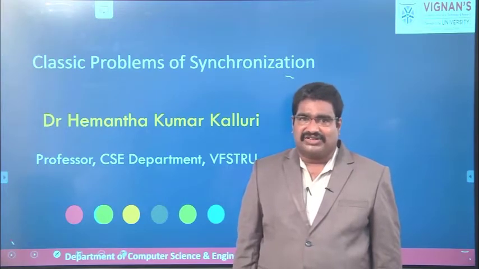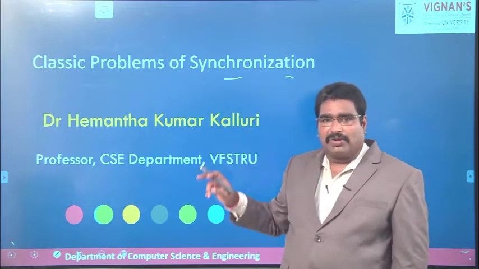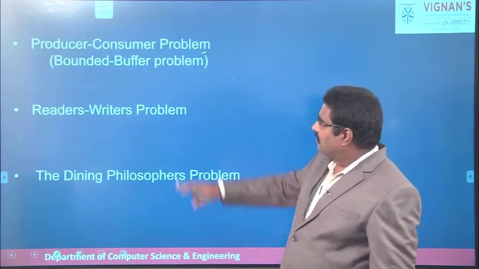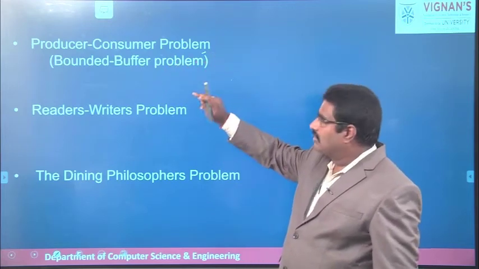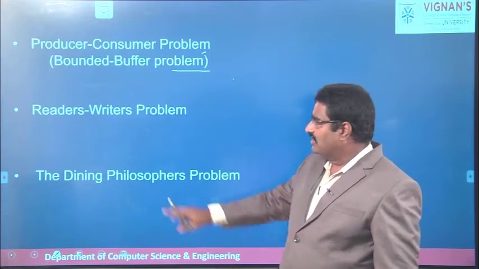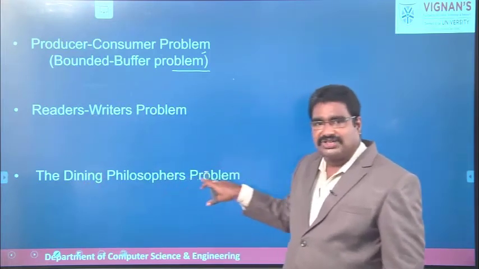In today's class, we will discuss the classic problems of synchronization. In the classic problems of synchronization, we discuss three problems. The first one is the producer-consumer problem, which is also called the bounded buffer problem. The second one is the readers-writers problem. And the third one is the dining philosophers problem.